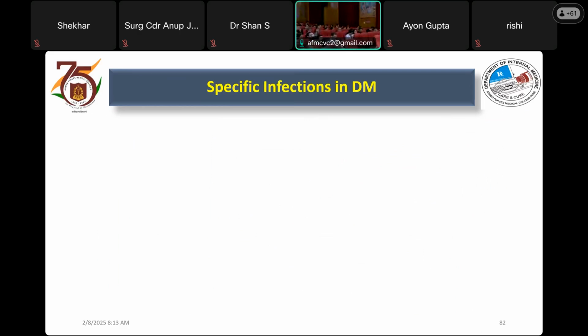When it comes to the head and neck region, they are more prone to rhinocerebral mucormycosis. In the skin, you will have staphylococcal infections like furunculosis or folliculitis. They are also prone to oral candidiasis as well as esophageal candidiasis.